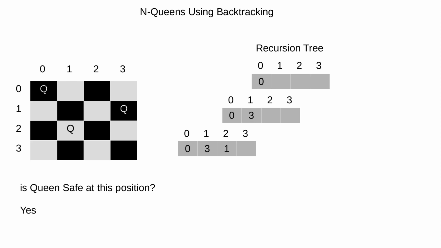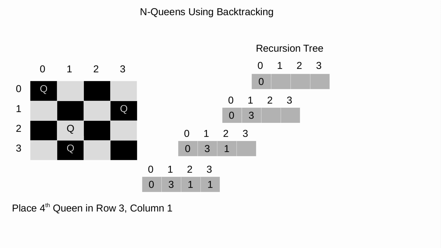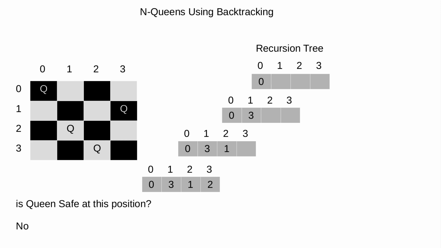So we'll move to the next level in the recursion tree. Here we'll try to place queen 4 in row 3, column 0. Is the queen safe here? No. So we'll check the next column. Is the queen safe here? Again, no. So we'll check the next column. Is the queen safe here? No. So we'll check the last column. Is the queen safe here? No. So we have checked all columns for queen 4 and we have failed. So we move back up in the recursion tree.